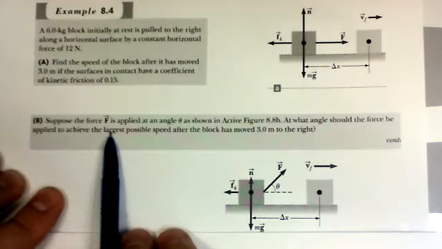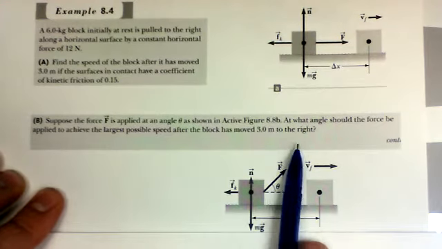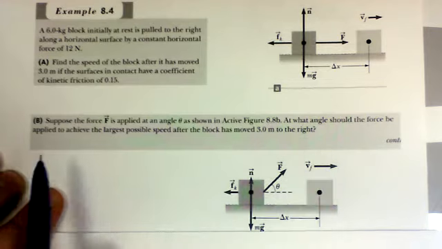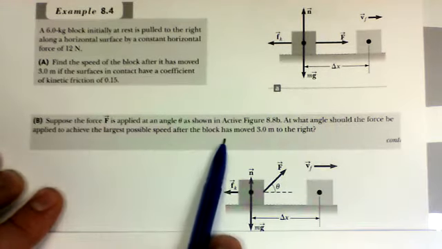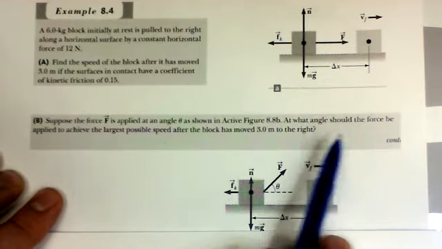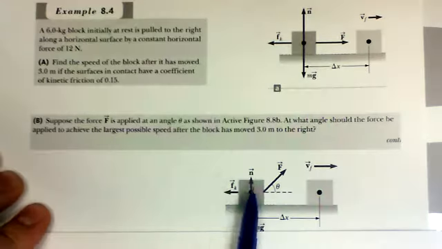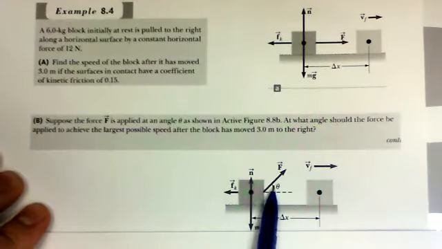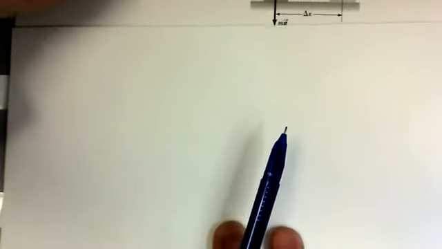So suppose the force F now is applied at angle theta as shown in this figure. At what angle should the force be applied to achieve the largest possible speed after the block has moved 3 meters to the right? Okay, now all the parameters are the same like here, but the force is now applied at some angle theta. Okay, so let's analyze this problem.